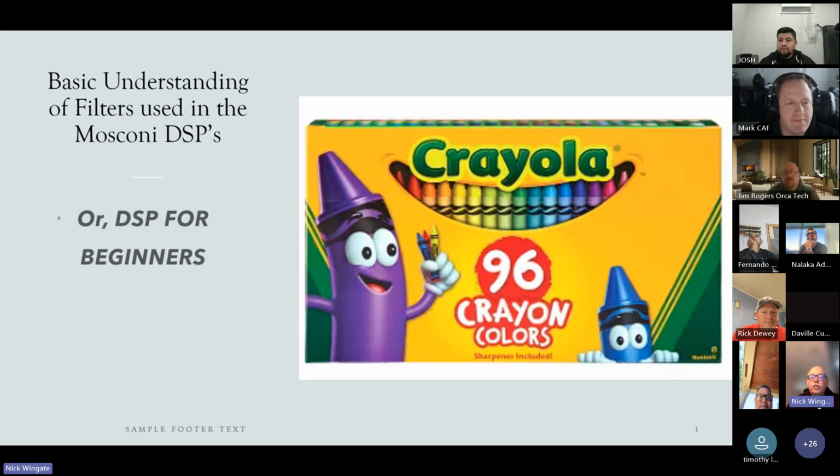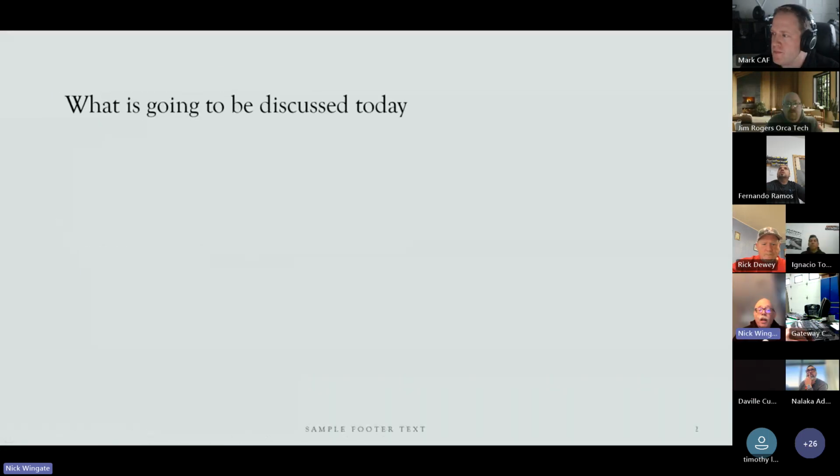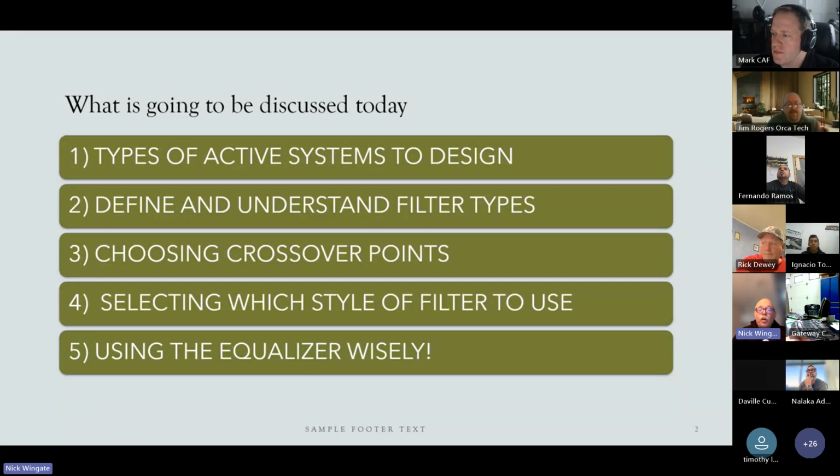the way that this is going to work today is we're going to go through each individual filter type and how best they are to be used. And we're also going to be discussing an awful lot of interesting things that I get a lot of questions on in technical support. So the first thing we're going to talk about are the types of active systems to design. Then we're going to define and understand the filter types that we use when we're designing those systems.